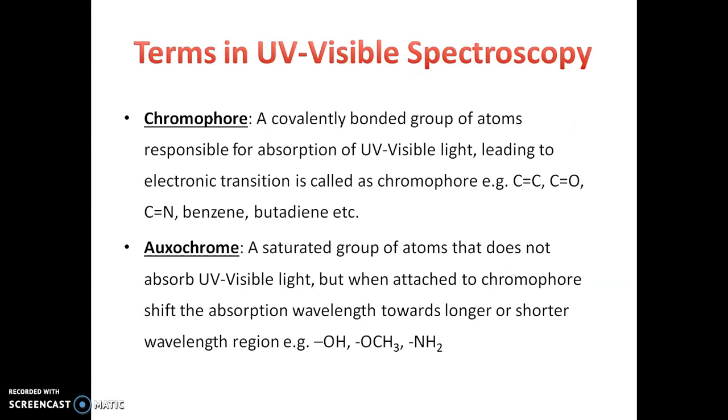Now, we will see the different terms involved in UV visible spectroscopy. Chromophore. A chromophore is a covalently bonded group of atoms. This chromophore consists of a double bond or triple bond, and due to this it has the ability to absorb the UV visible radiation, which leads to the excitation of electron from ground state to the excited state. An example of a chromophore is carbon bonded to carbon by a double bond or triple bond.